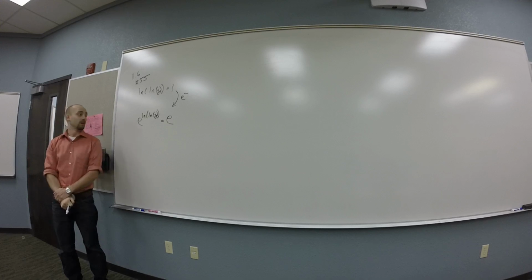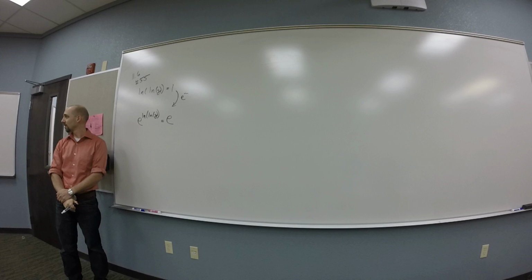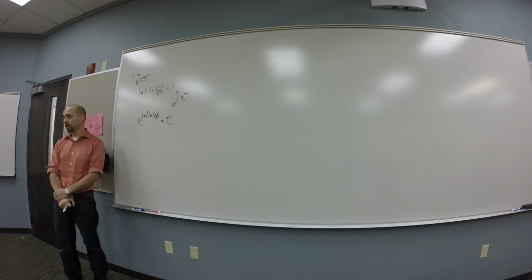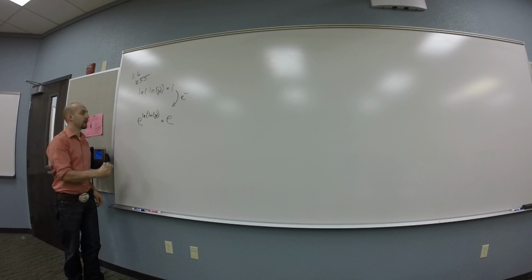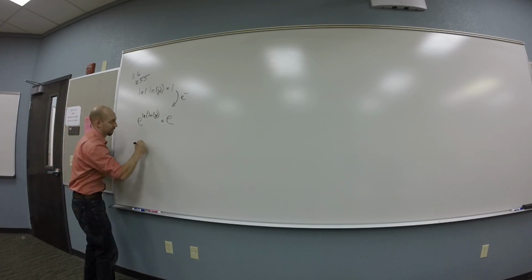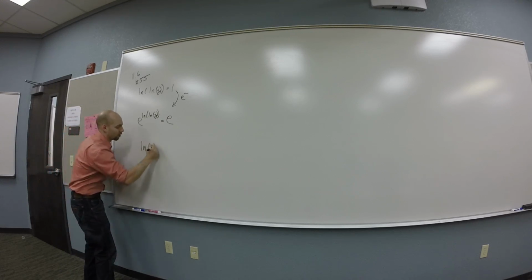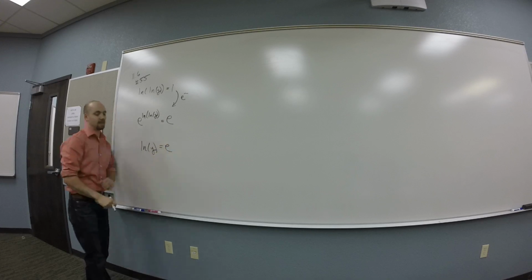All right, now how about the left-hand side? Can I simplify that at all? Yeah, the e and one of the logs cancel, right? They undo each other. They're a function and its undoing. So I get log of y is e.